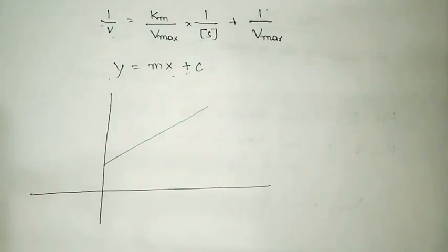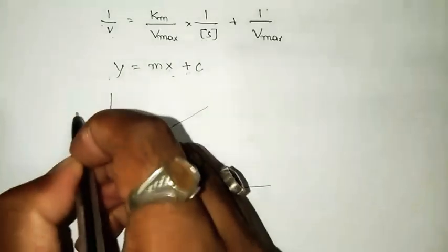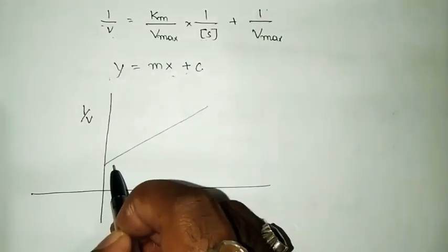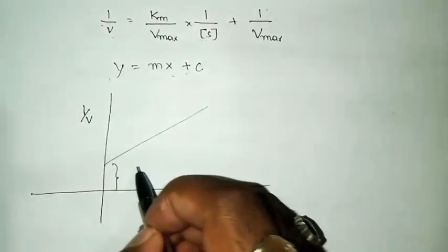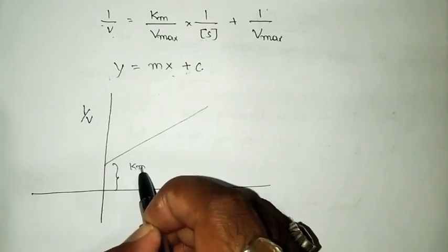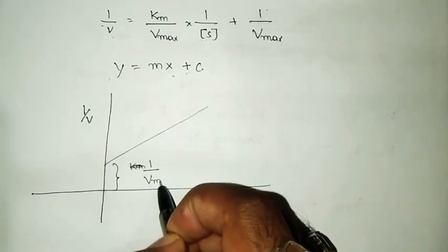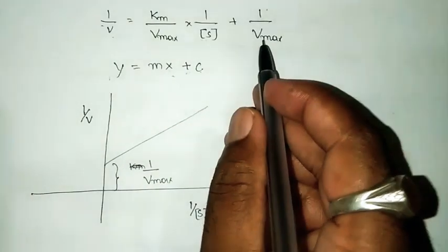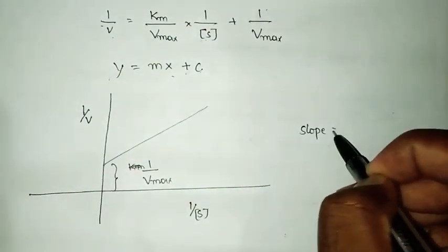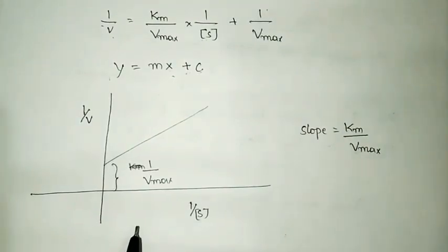This is the curve we used to get. When you plot this graph between 1 by S against 1 by V, here we'll have an intercept, which is equal to 1 by Vmax, that is the Y intercept. And when you take the slope of this particular curve, you will get Km by Vmax. This will be the slope value.